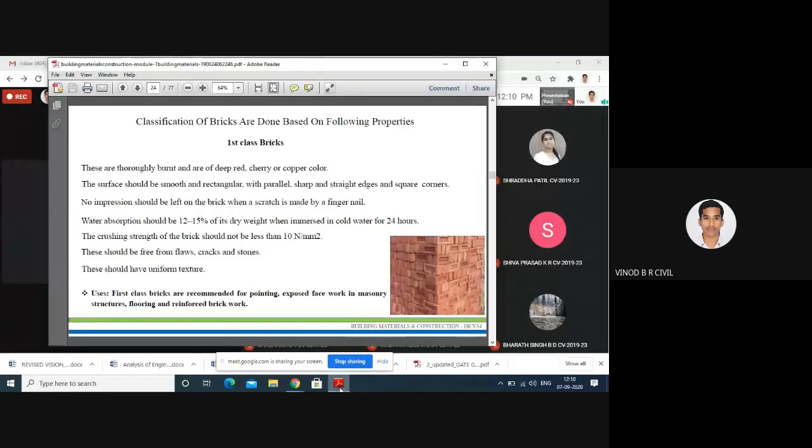I already discussed the first class, second class and third class, like that there are different types of bricks. First one is the first class brick. These are truly, thoroughly burnt, and are deep red, cherry or copper color. Means it is uniformly burned. On all sides you can expect a burnt finish, in deep red, cherry red or copper red.